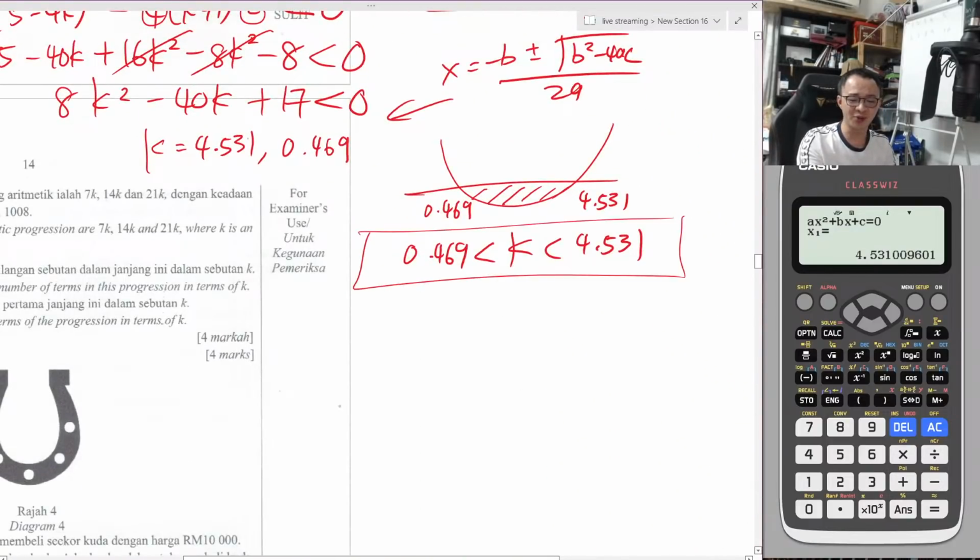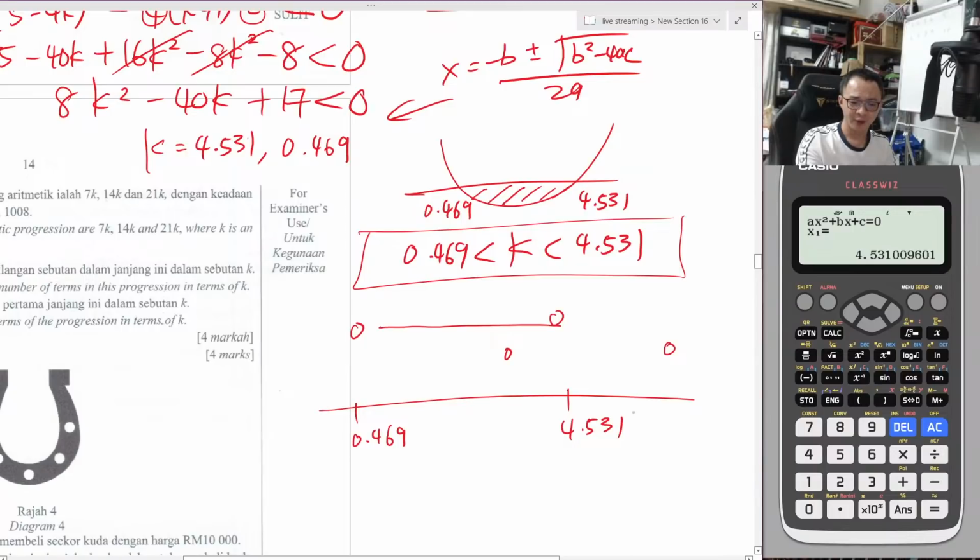But k is between, so I give you some number line, some idea first. 0.469 to 4.531. So my k is between here to here, the first k. The second k is between 3 to 6.